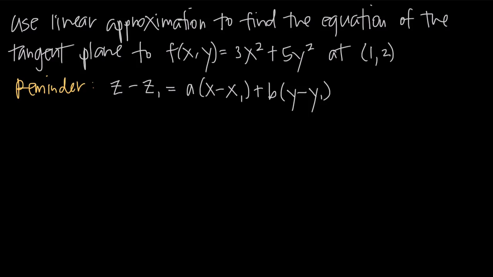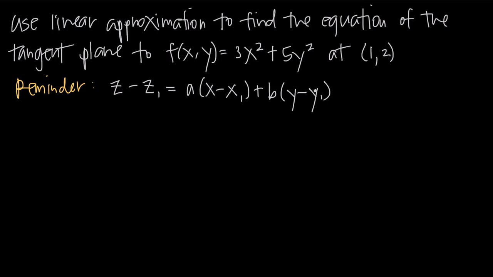In this video, we're talking about linear approximation for multivariable functions, and in this particular problem, we've been asked to use linear approximation to find the equation of the tangent plane to the function f of xy is equal to 3x squared plus 5y squared at the point 1, 2. And as a reminder, we always use this formula when we're doing linear approximation.